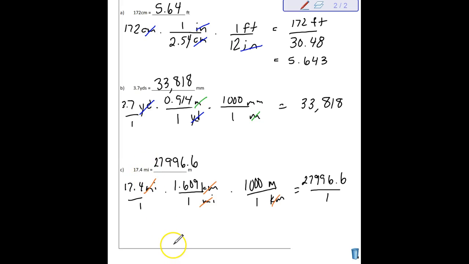So that's how we convert back and forth between American and metric units. I encourage you to become really familiar with this table and use what we've learned in sections 8.1 and 8.2 to help you out.